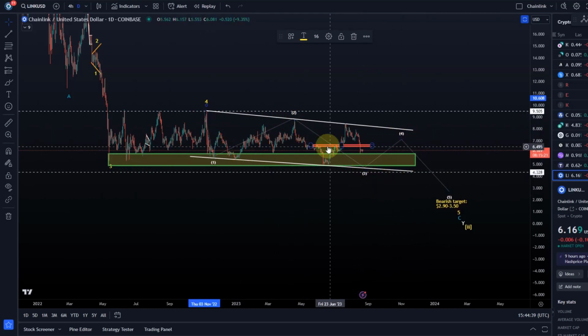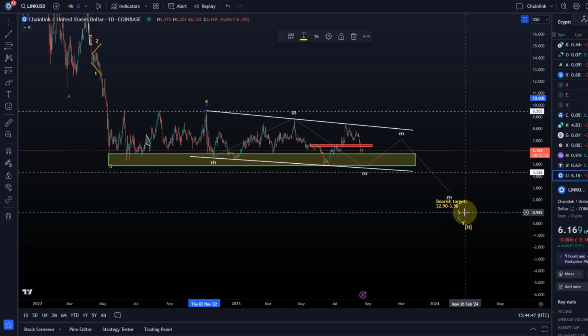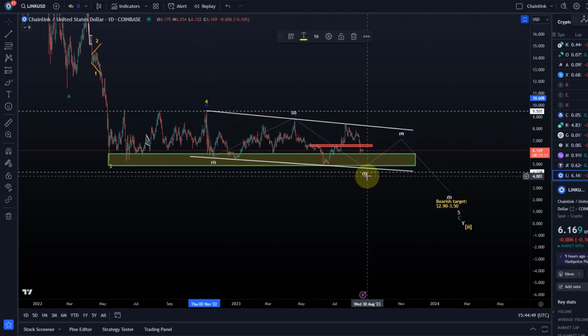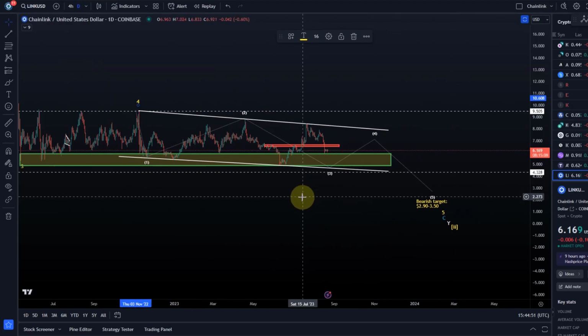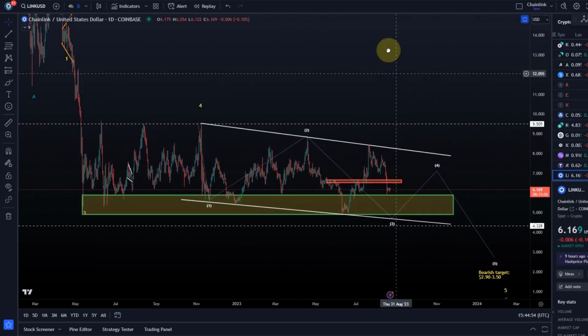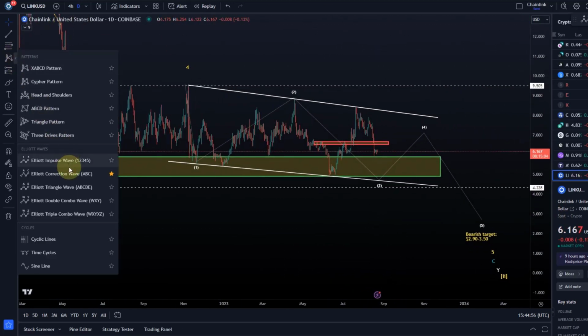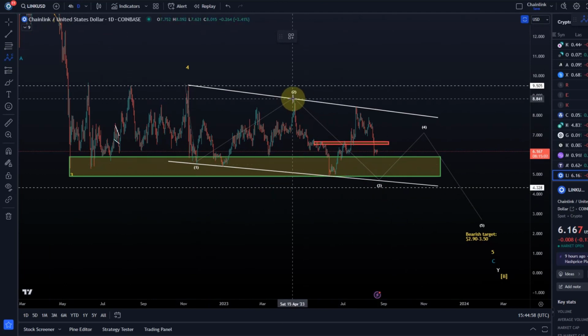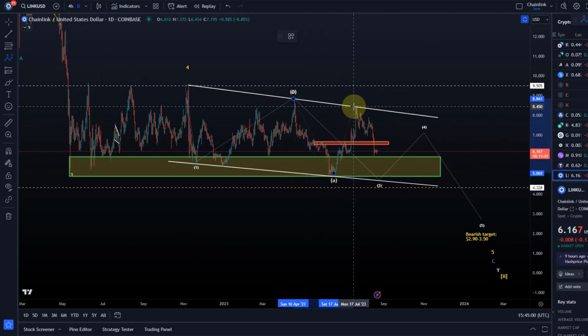There are other ways how this can be counted. You can also count it like a huge extended triangle. But I find the interpretation of the current wave 5, which is highlighted here in the white wave count, as more likely. As a subwave structure, in the third wave we already had our wave A, B, and we're now coming down in a C wave.